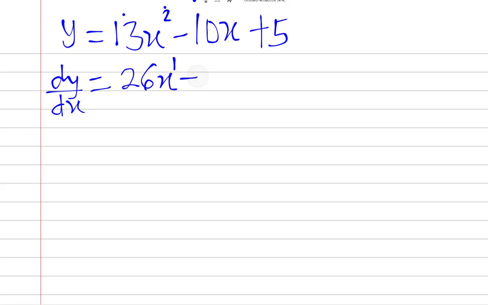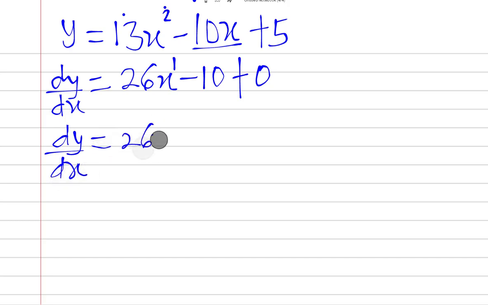Then minus what? If you differentiate 10x, what will you get? 10. Don't forget, with a constant and x, you will get the constant. Plus, if you differentiate 5, what will you get? 0. Are you seeing that? So that means my dy dx is equal to what? 26x minus what? 10.